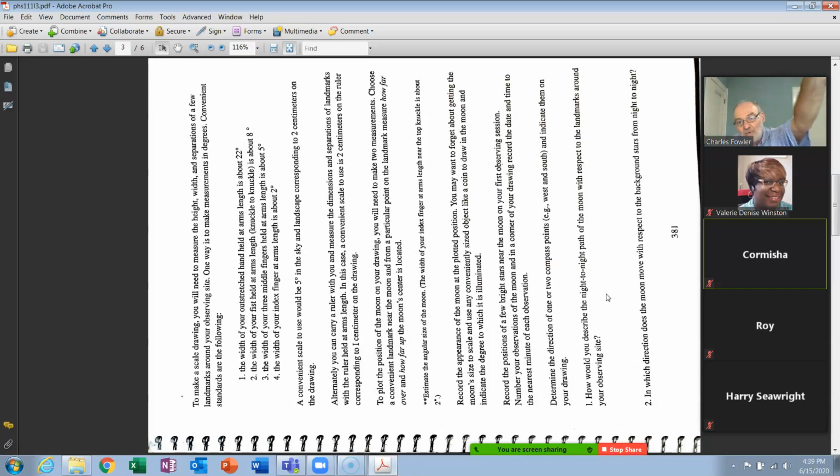If you hold your fist straight out ahead of you, from one side to the other, that would be about 8 degrees. The width of your three middle fingers would be about 5 degrees. The width of your index finger would be about 2 degrees. Now, I wouldn't use that, but if you wanted to, you certainly can. Here's what I think would make more sense.